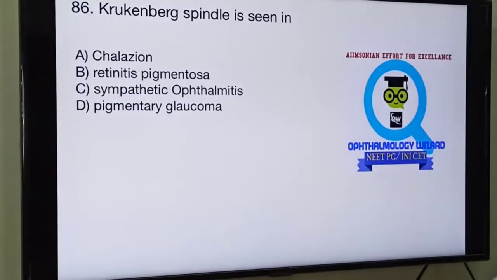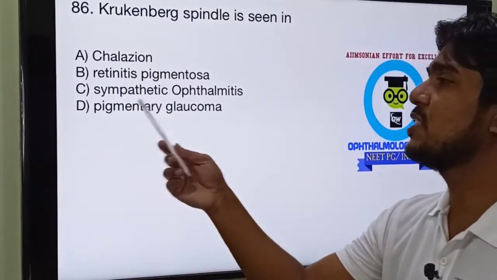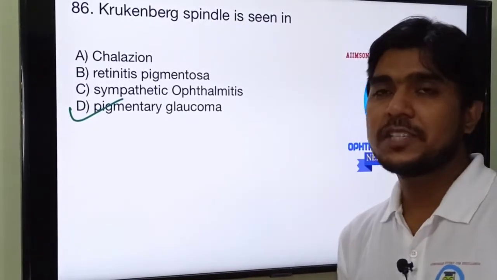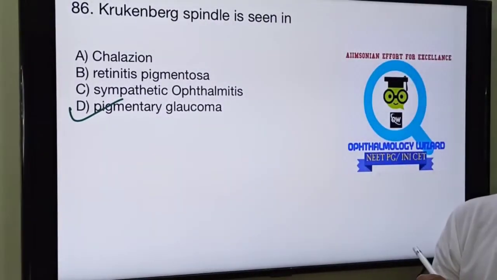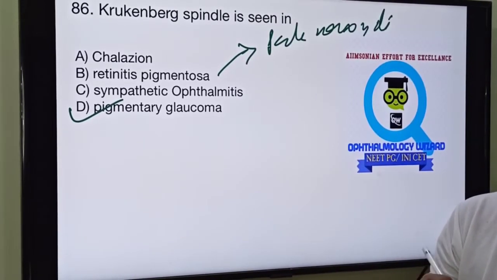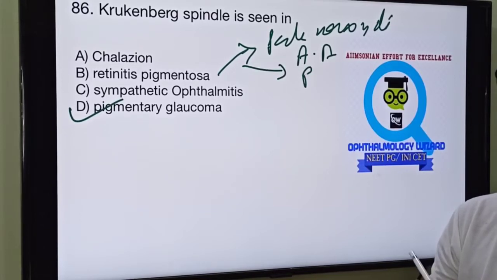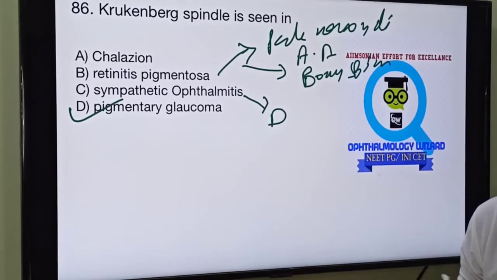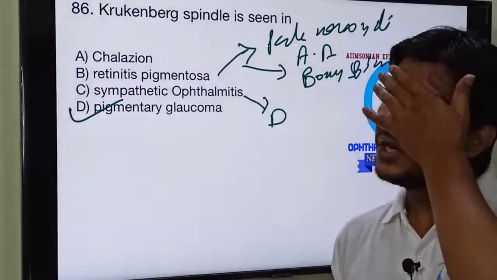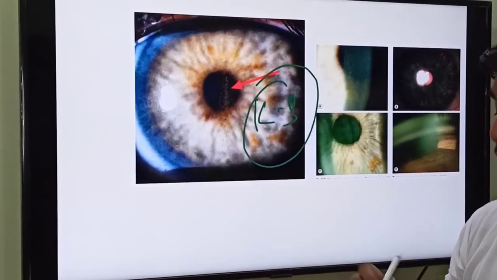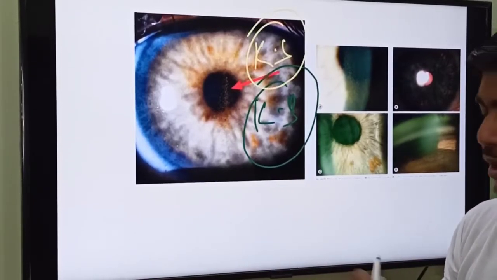Krukenberg spindle, it is a very important question. Chalazion, retinitis pigmentosa, sympathetic ophthalmitis, pigmentary glaucoma. The answer is pigmentary glaucoma. In this we find the Krukenberg spindle. Retinitis pigmentosa, I have already told you, has pale waxy disc, arterial attenuation and bony spicules. In this, sympathetic ophthalmitis is found. It is very important to understand. Now this is what? This is Krukenberg spindle, right?